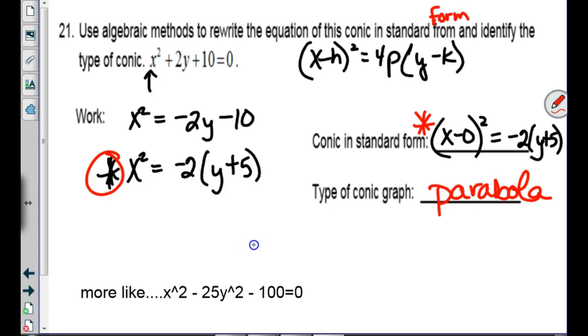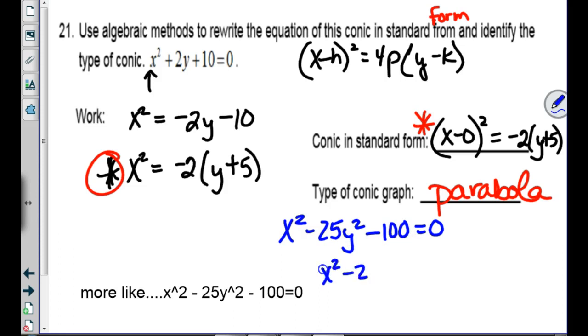Okay, special gift from Miss Hofbauer. The one on the quiz tomorrow might look more like this one. X squared minus 25y squared minus 100 equals 0. Anybody know what we could do with that? We don't have to complete the square because there's no x or y term. X squared minus 25y squared equals. Then what do they have to equal, guys? Oh, one. All of them have to equal 1 except for the parabola.